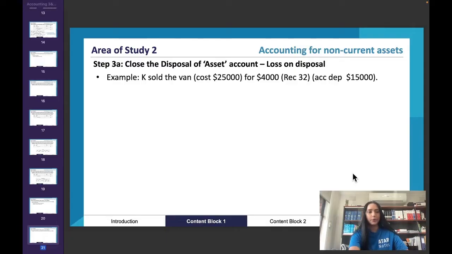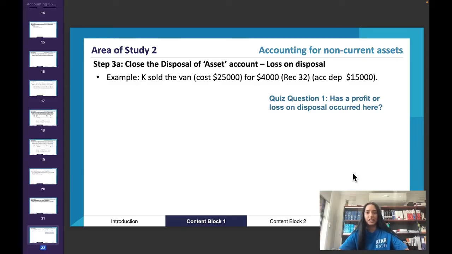So here's an example. It's the same example from before. So here's a quick question. I'll give you a couple of minutes. In this case, has the business had a profit or loss on disposal? I'll just give you a couple of seconds to think about it. So was there a profit or a loss on the disposal?